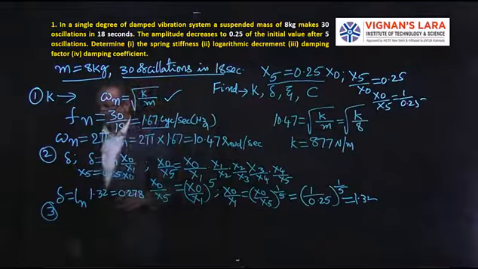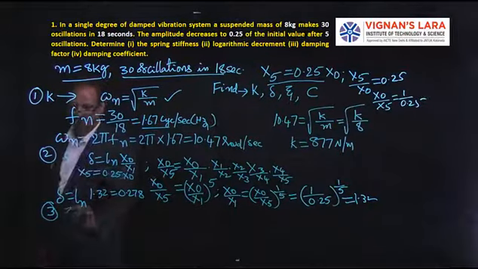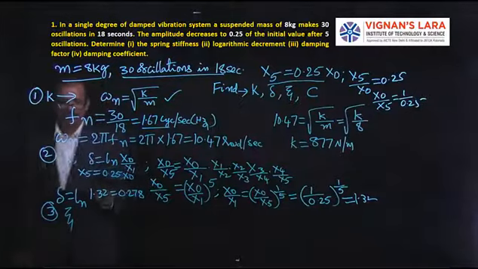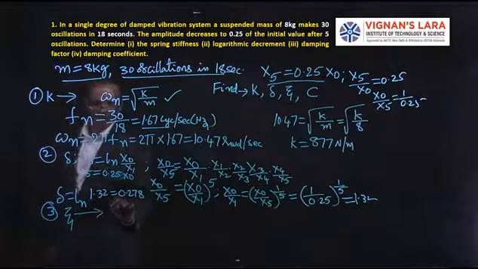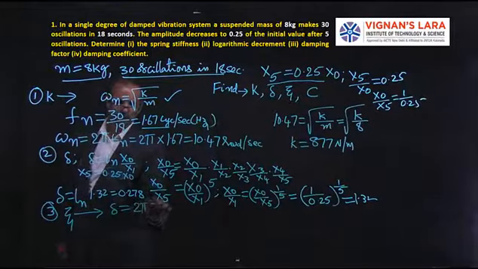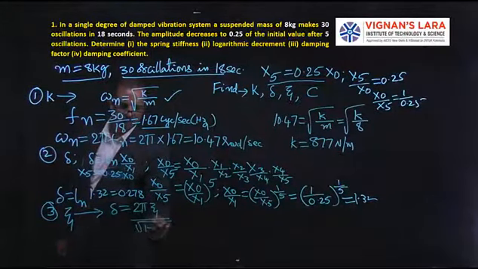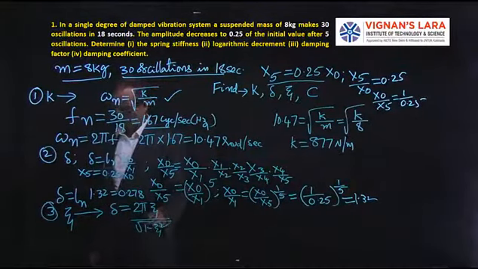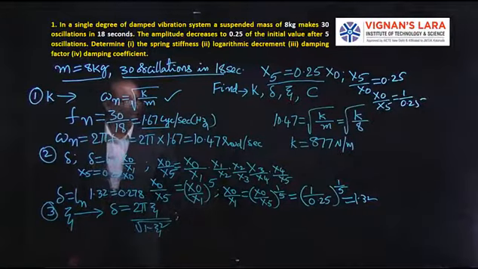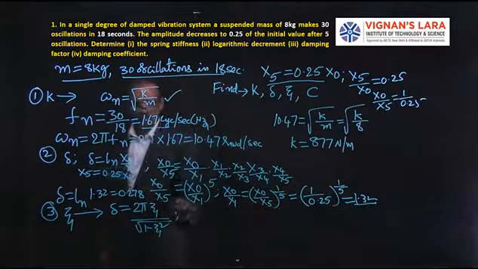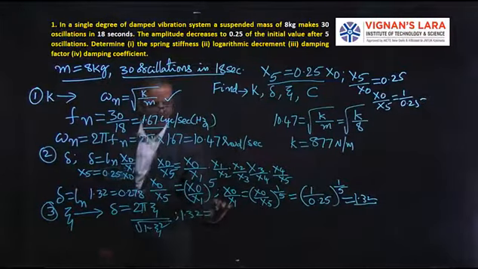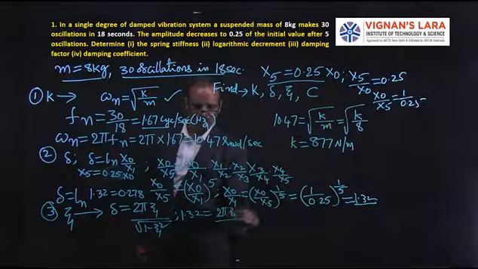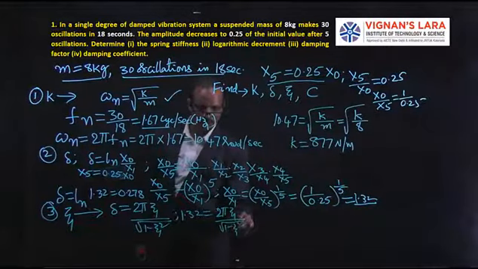Then what is the third one? Zeta. Zeta can be calculated with the equation available with us. Delta is equal to 2 pi zeta by root over 1 minus zeta square. So you have the value of delta. What is the value of delta? The delta value we have just calculated is 1.32. So 1.32 is equal to 2 pi zeta by root over 1 minus zeta square.